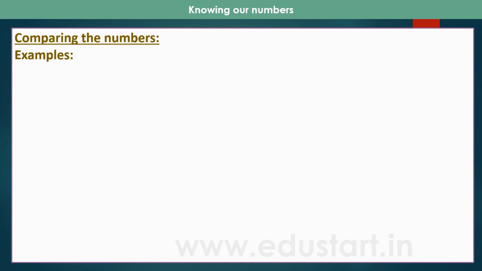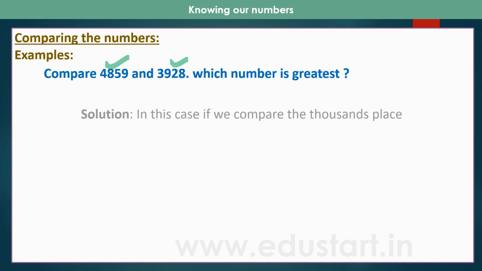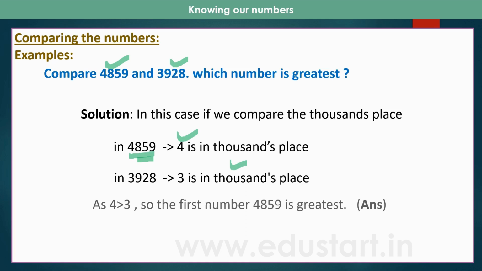Comparing the numbers. Example: compare 4859 and 3928. Which number is greatest? Solution: if we compare the thousands place, in the number 4859, 4 is present in the thousands place, and in 3928, 3 is in the thousands place. So we know 4 is greater than 3. So the first number, 4859, is greatest.